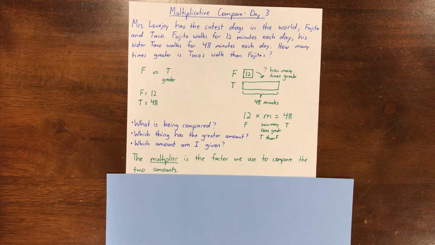So, how could we solve? Say it out loud. So there's a lot of different things that you might have said. Remember, you're brilliant, and there are different ways to tackle math. You might have said you could think 12 times what equals 48. You might have said you could take 48 and divide it by 12. You might have said you could make an array with 12 in each group and count how many groups it takes to get to 48. Any of those ways would work.